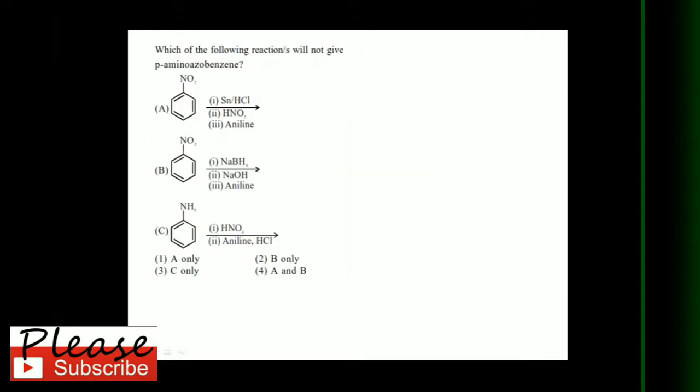Now, which of the following reactions will not give a para-aminoazobenzene? Here with Sn and HCl, the NO2 group is reduced to NH2, and with NaNO2 and HCl, that NH2 is converted to N2+ Cl-. Now it can be involved in a coupling with aniline. So the product is Ph-N=N- with NH2 at the para position. It is a para-aminoazobenzene.